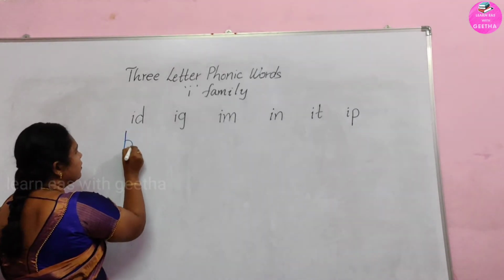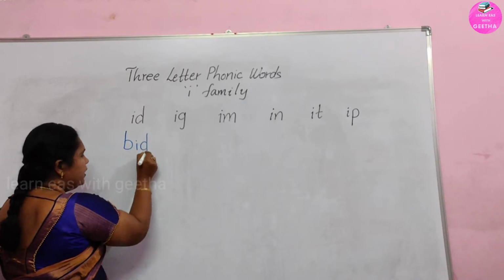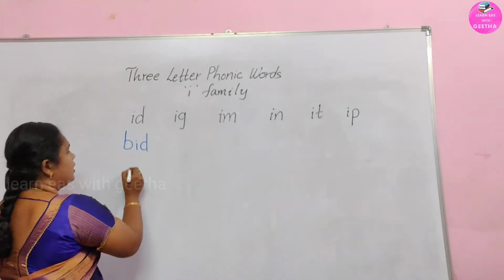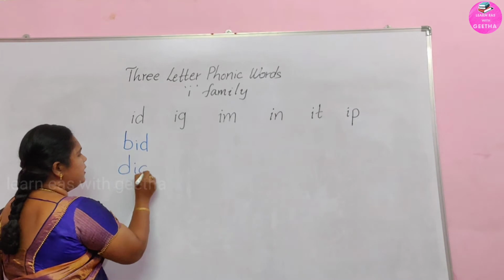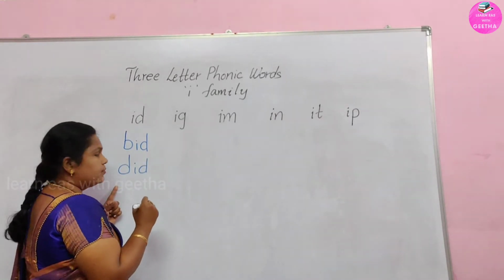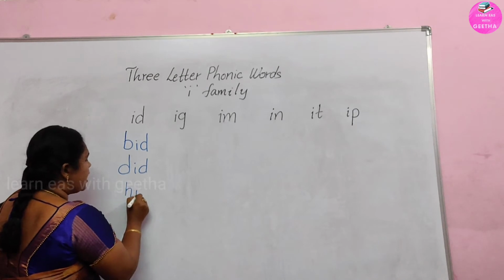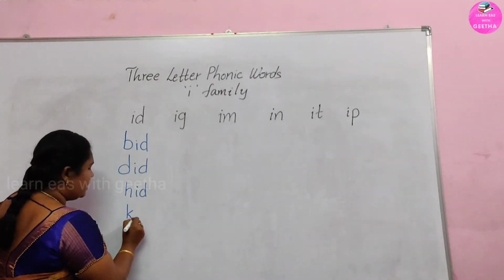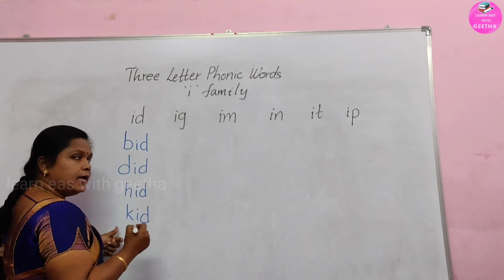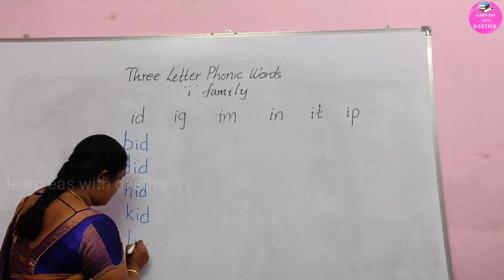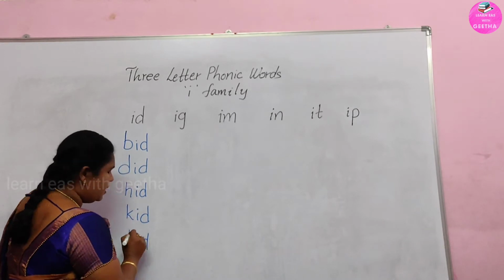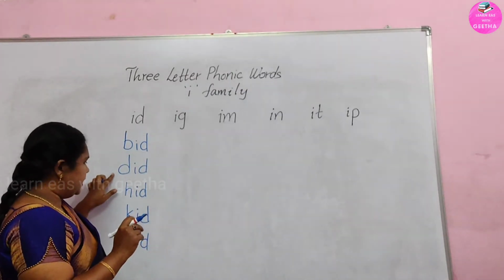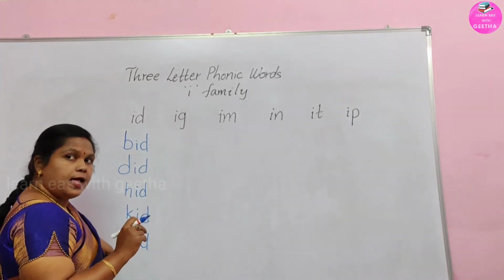B, I, D, bid. D, I, D, did. H, I, D, hid. K, I, D, kid. L, I, D, lid. What are the words we have written with it? Bid, did, hid, kid, lid.